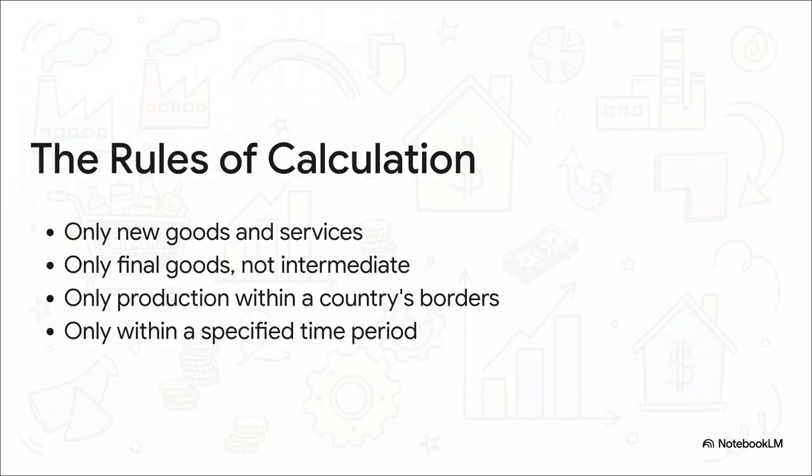First, it has to be newly produced. So no, selling your used car doesn't count. Second, we only count final goods, not all the little parts that go into them. Third, it has to be produced inside the country's borders. And fourth, it's all measured in a specific window of time, usually a quarter or a full year.